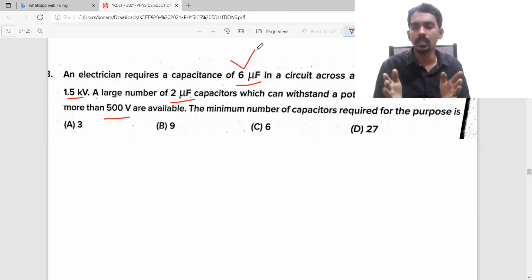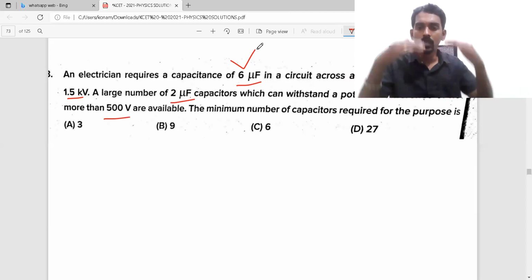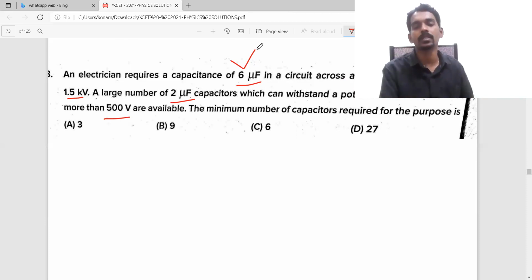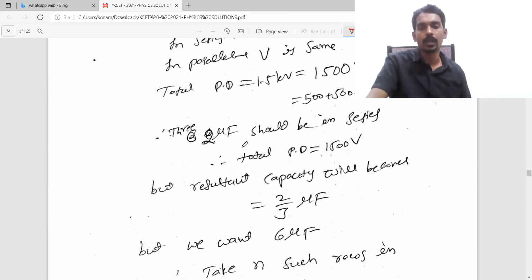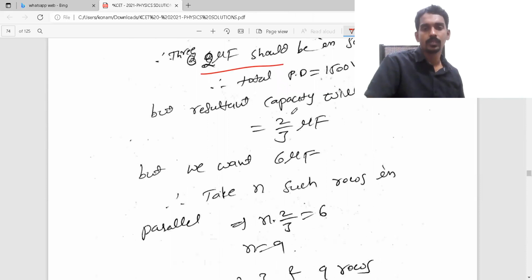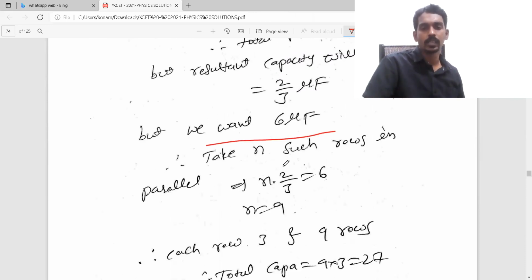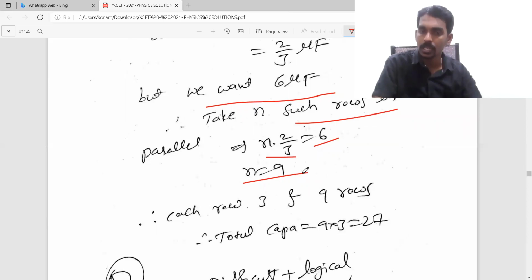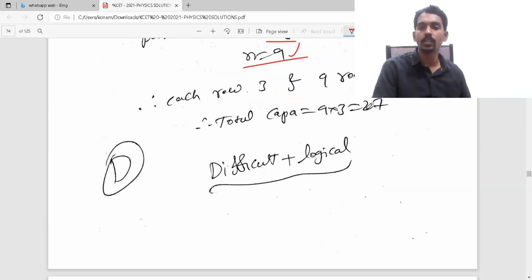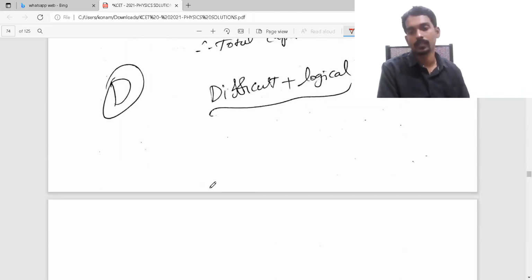You arrange them in series so that the voltage will be satisfied. You arrange the rows in parallel so that the capacitance will match, because in parallel the voltage does not change. Like that, each row has 3 capacitors, as I have written clearly. Now to get the resultant capacitance of 6, let's take n rows. So n into 2 by 3 should be 6, so n is 9. Each row has 3 and there are 9 such rows, so total is 9 into 3, 27. It is difficult only because it is logical.